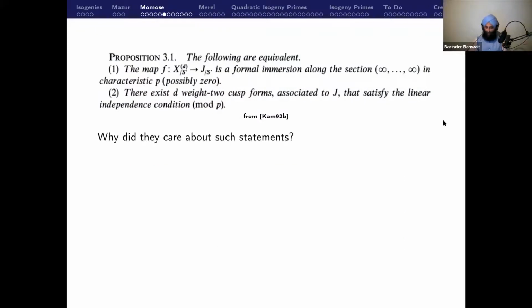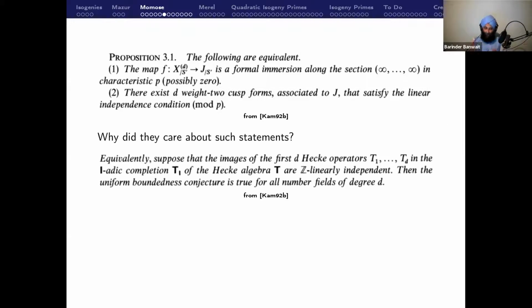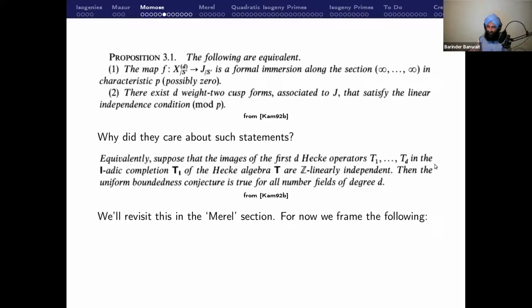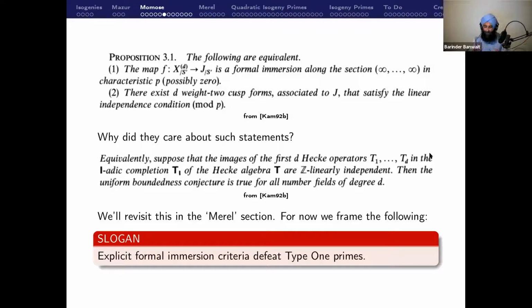And why were they interested in statements like this? In the same paper, Kamienny proves that if you have this formal immersion criterion, then you get a very important corollary: the strong uniform boundedness conjecture for torsion on elliptic curves. This came up in Pete's talk last week. If you haven't seen it before, I'll be stating it in the next section anyway. For now, I just want to frame one piece of intuition, which is that if you have these explicit formal immersion criteria, that gives you control on these type 1 primes.